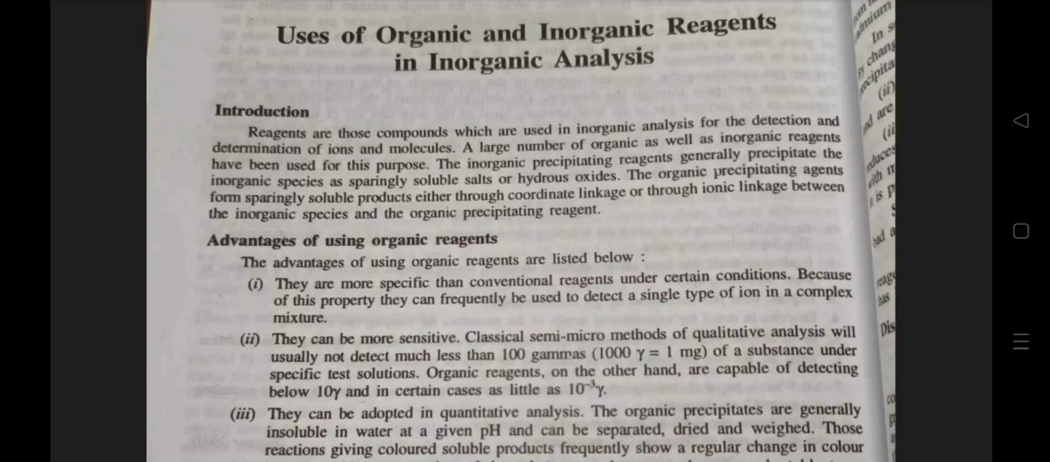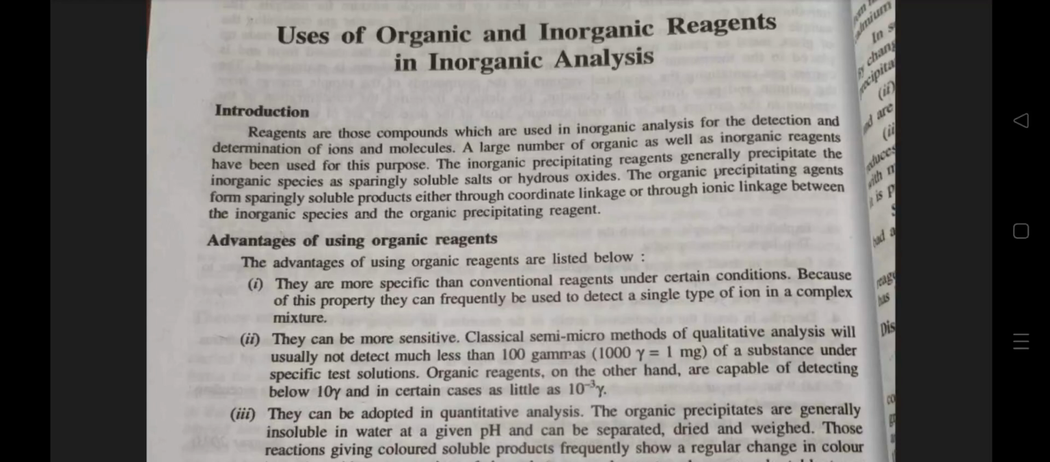The organic precipitating reagents generally precipitate the inorganic species as sparingly soluble salts or hydrous oxides. The organic precipitating agents form sparingly soluble products either through coordinate linkage or through ionic linkage between the inorganic species and the organic precipitating reagents.